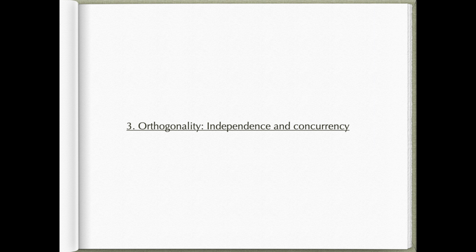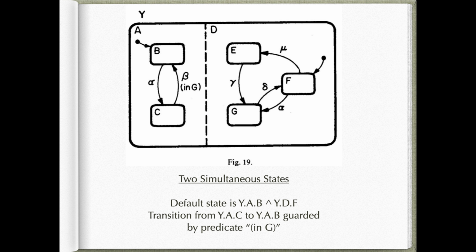Next slide, page 18, 3, orthogonality. Next slide, page 19, figure 19, shows the Y state chopped up into two with a dotted line in between the two states A and D. Those two states are orthogonal and run at the same time.